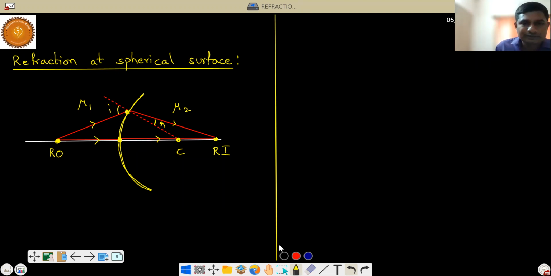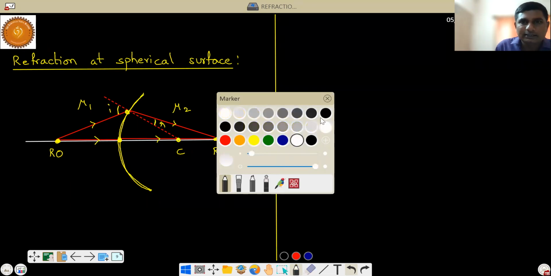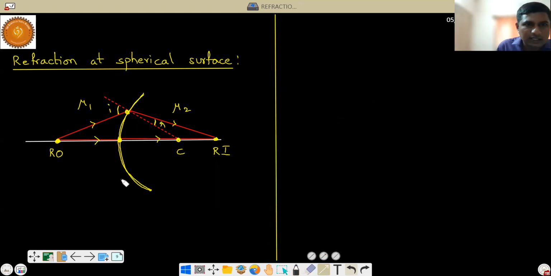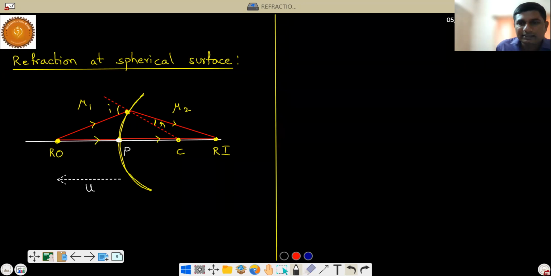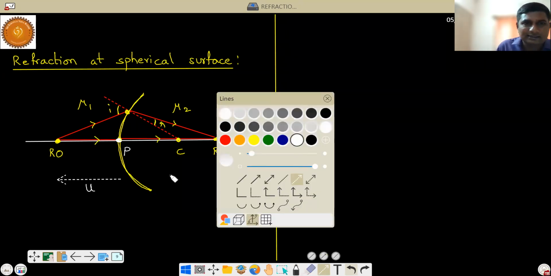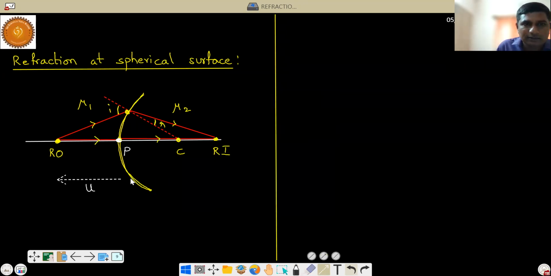Now we know this is called the object distance, just like in mirrors. Here also this is considered like a pole, and this distance is called the object distance. And from here to here is called the image distance.